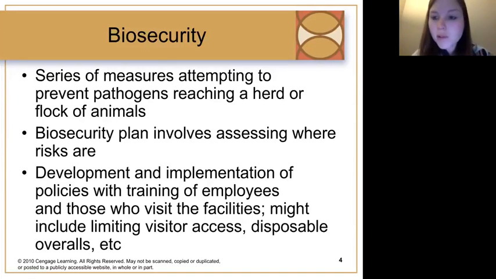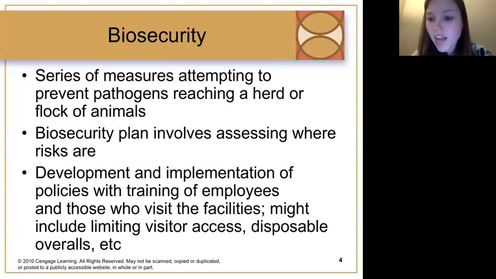So development and implementation of policies, and make sure that employees are trained and that those who visit the facilities understand that you do have biosecurity measures in place. This is typically really important for swine production and poultry production, where they'll have a shower in, shower out policy, which we'll go into detail in some of the measures. So making sure that everyone at your facility is aware, and that visitors are aware if they're coming to visit your facility, that they may need to check in with somebody before they just walk in.